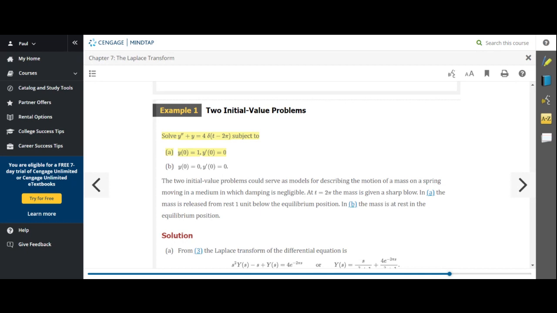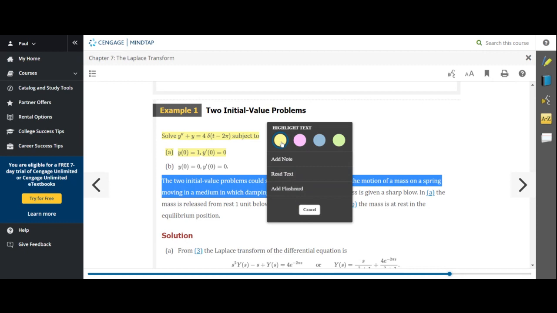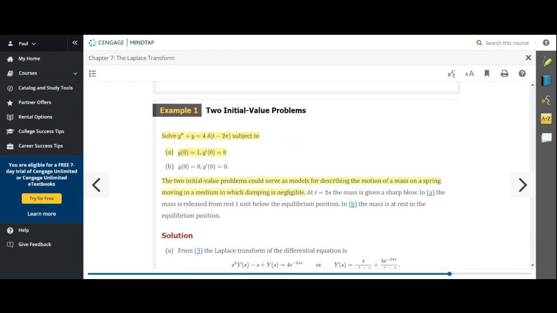They mention that the two initial value problems could serve as models for describing the motion of a mass on a spring moving in a medium in which damping is negligible. Why would damping be negligible, class, in example 1? They're making a comment that damping is negligible. How do we know that, based on the differential equation?